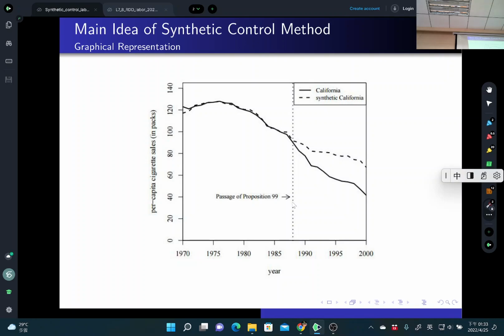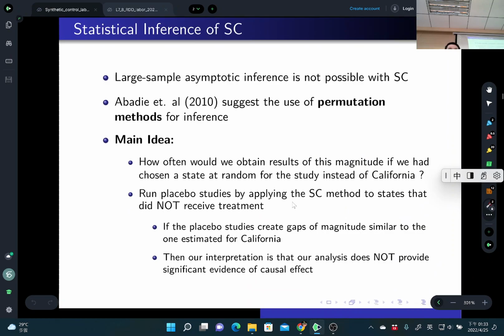So we cannot use the typical hypothesis testing technique to know whether this estimate is significantly different from zero or not. Okay. So the thing we can do is we use the data to construct the distribution, to construct the p-value, to help us make the decision, to know whether this estimate is different from zero or not. So that's the so-called permutation method.